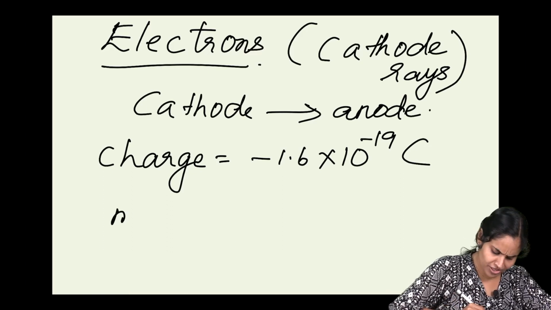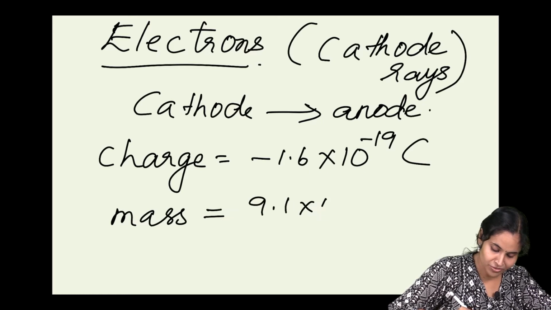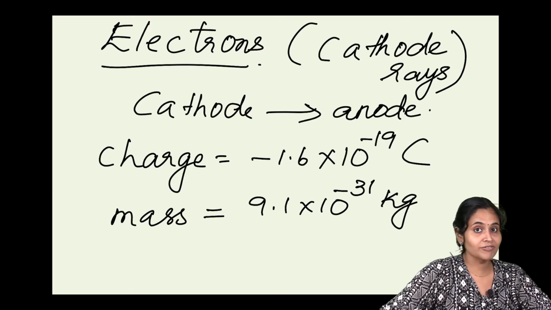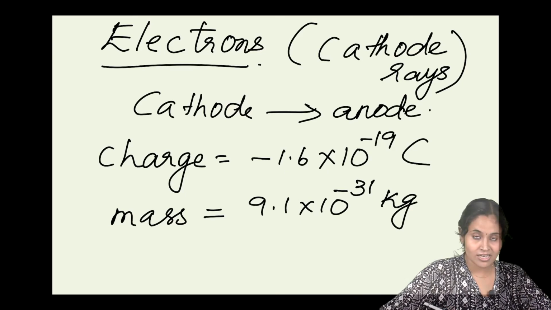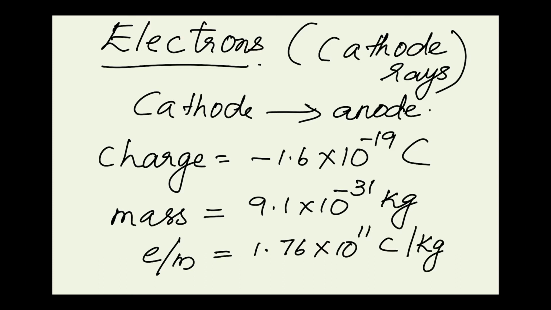And what about the mass of electron then? Mass is equal to 9.1 into 10 raised to minus 31 kilogram. That is the mass of electron. I am saying the values in kilograms. So it is 9.1 into 10 raised to minus 31 kilogram. Then you have to learn one more value. In the case of electrons, the charge to mass ratio, e by m ratio, for electron, the value is 1.6 into 10 raised to 11 coulombs per kilogram.